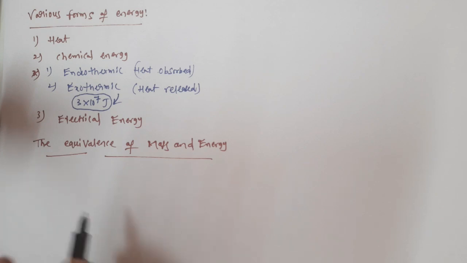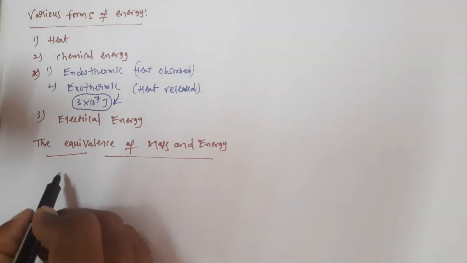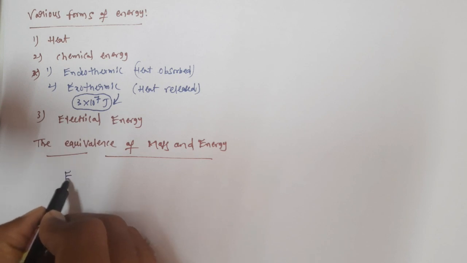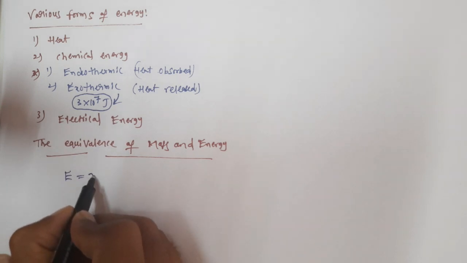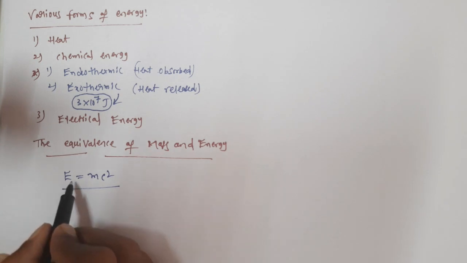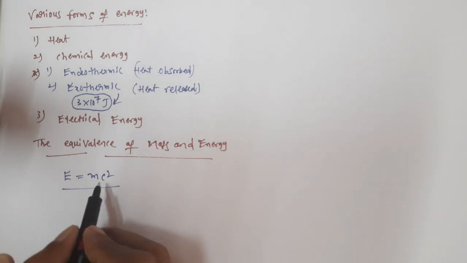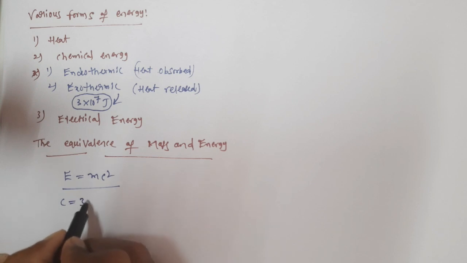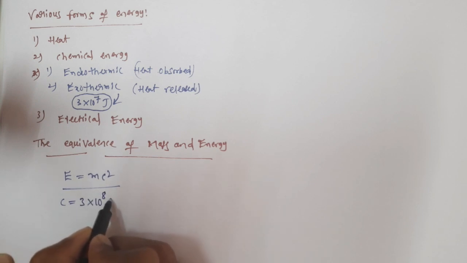He gave an equation which is called the mass-energy equivalence equation. According to that equation, E equal to mc square. Here m is the mass and c is the speed of light. What is the c value, guys? 3 into 10 power 8 meter per second.